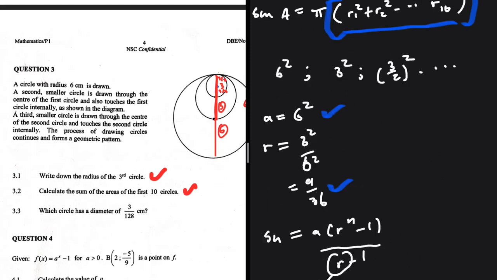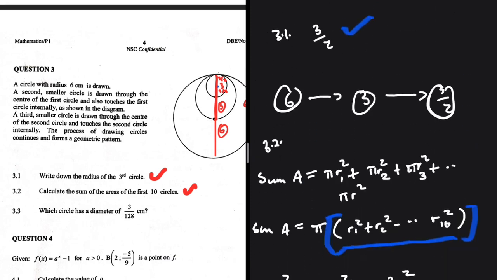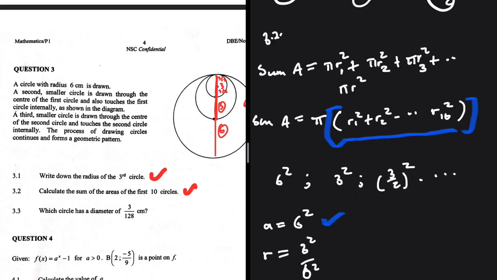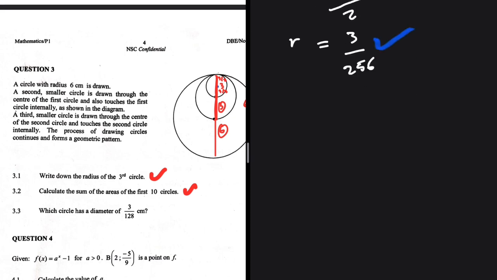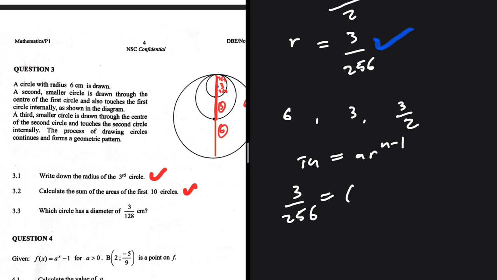We have to go back to this sequence that is made up of the radii, because the first radius is 6, followed by 3, followed by 3 over 2. And we know fully well that Tn is equal to A r to the power n minus 1. So for Tn, we're looking for a radius which is 3 over 256. A is the first term, 6. r is 3 over 6, which is 1 over 2. So we have (1 over 2) to the power n minus 1.